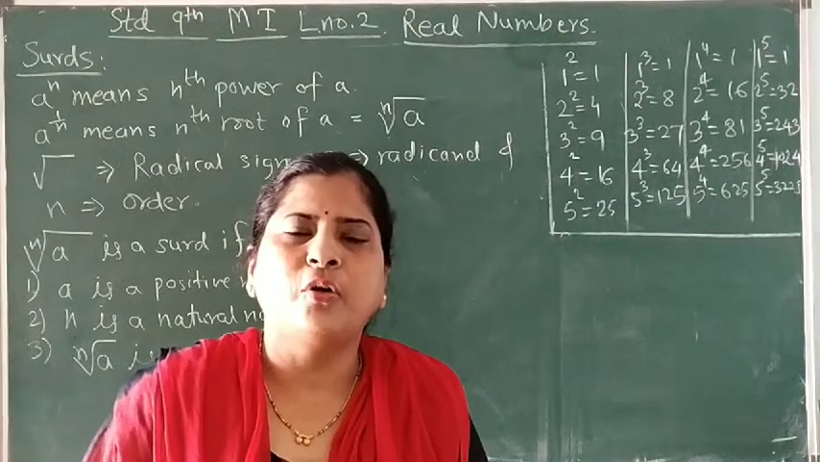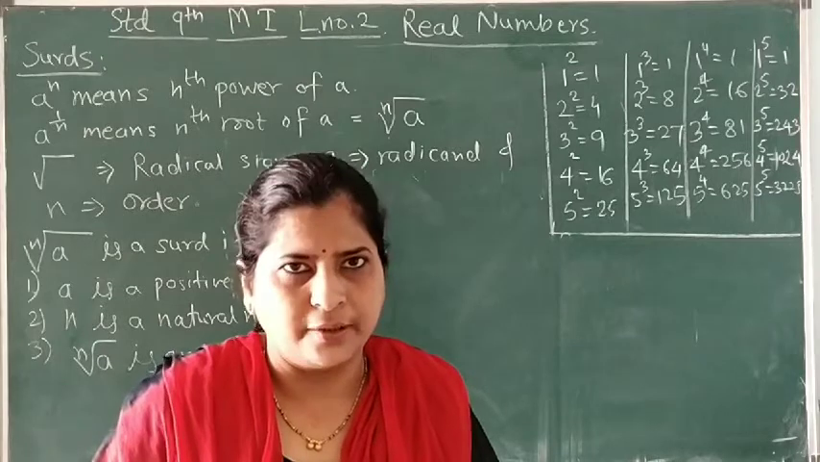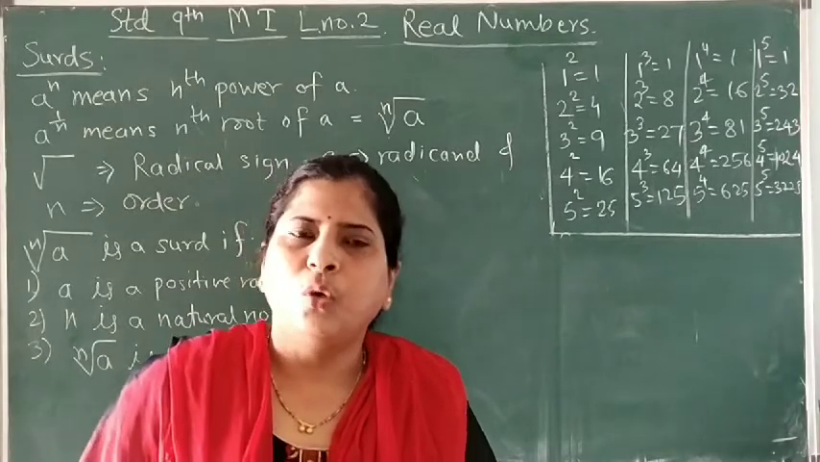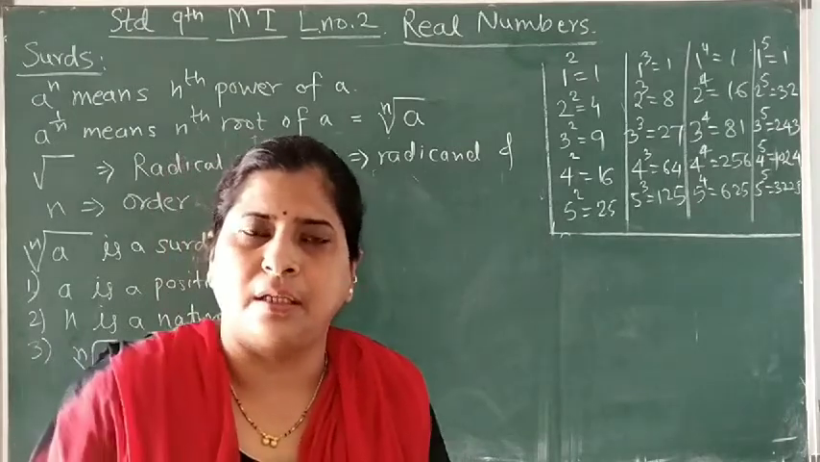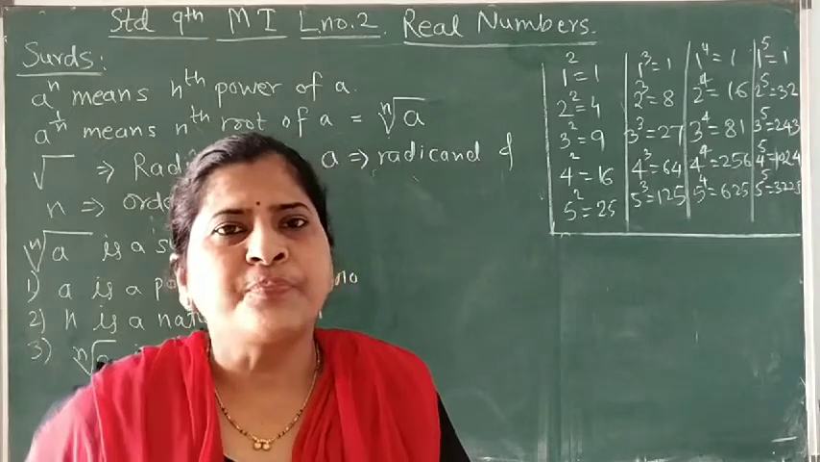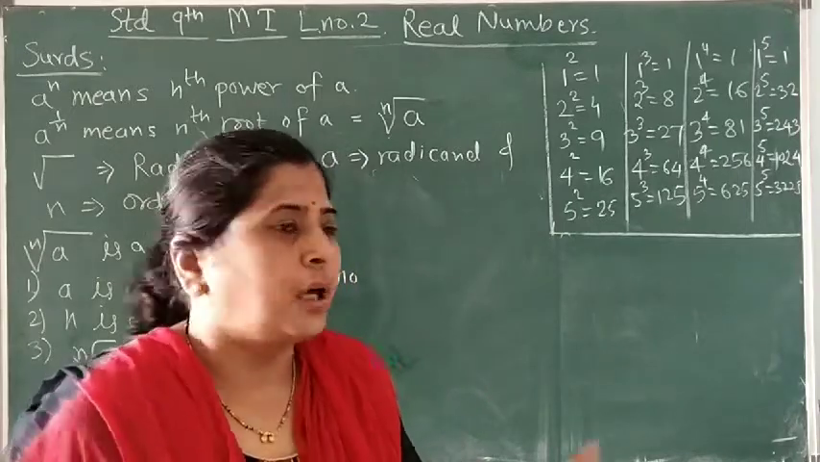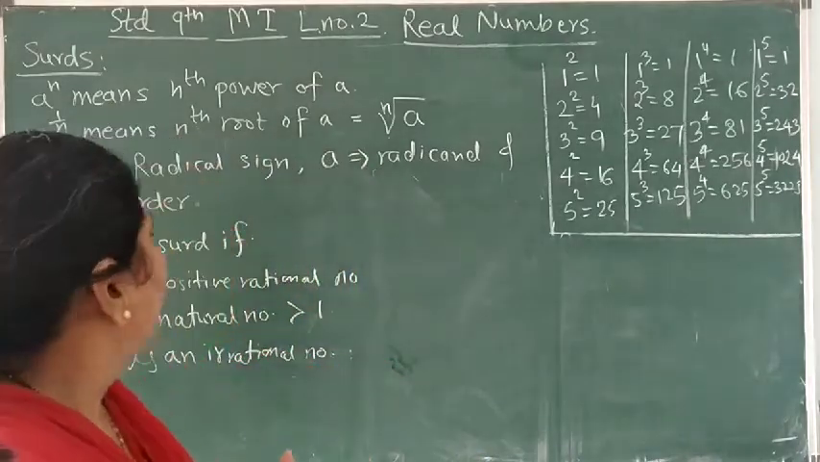Hello, today we are going to see the 7th video of real numbers of standard 9. Till now we have seen what are the rational numbers and irrational numbers, and together we call them real numbers, and we have learned more about rational numbers. In this video we are going to learn about surds. So what are the surds that we have to see?